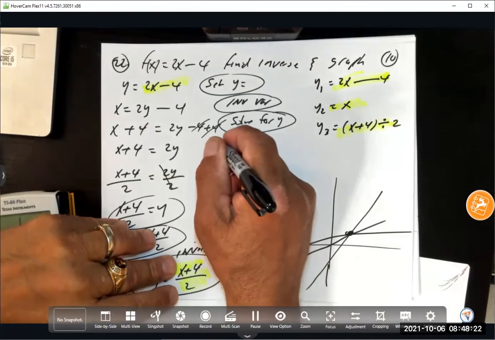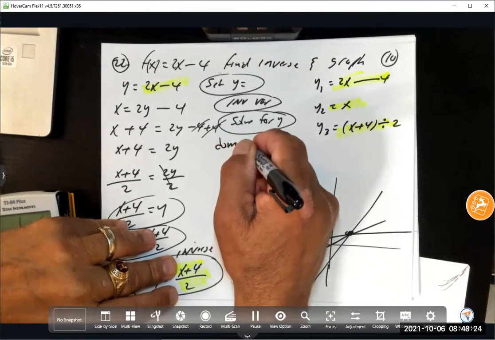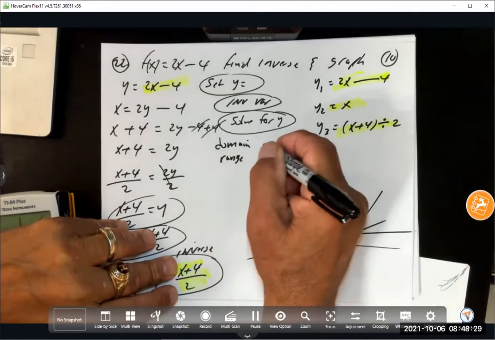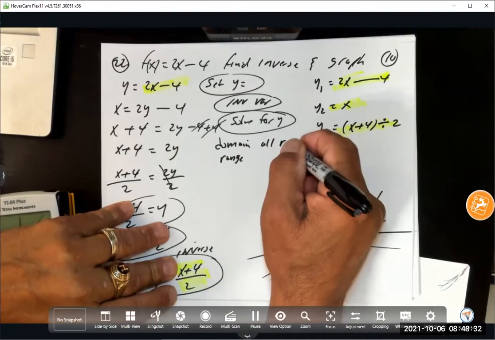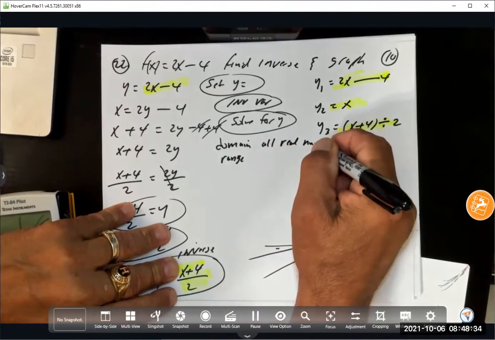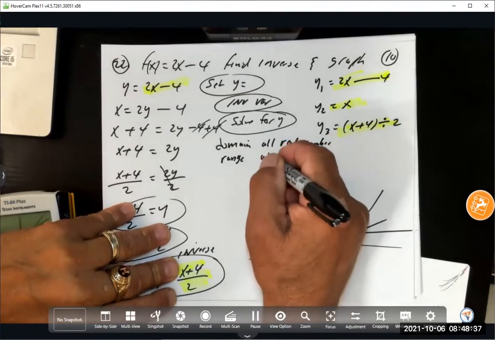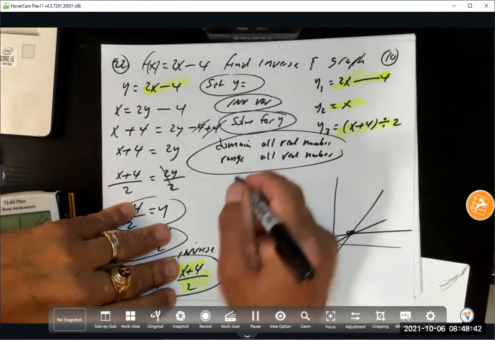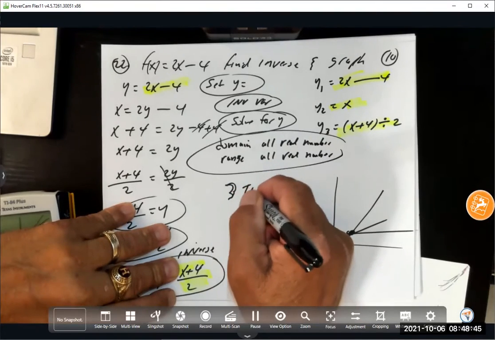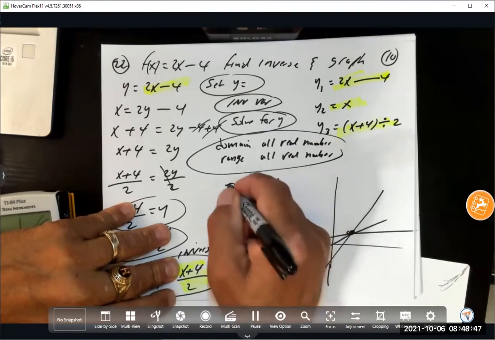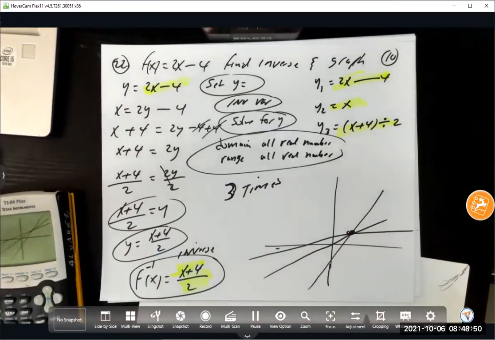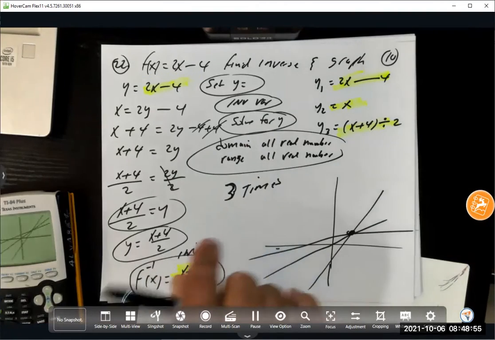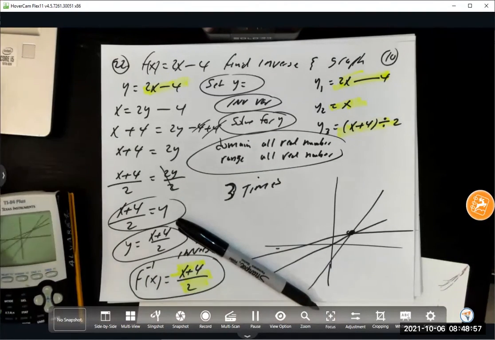They're going to ask you domain and range. It's the same answer over and over. What is the domain and what is the range of the graph? It's going to be all real numbers. And this one, it's going to be all real numbers. You're going to say this 3 times. Once you do the graphs, you're going to say this: all real numbers, all real numbers, all real numbers. That's all you're going to say. Okay. All right.